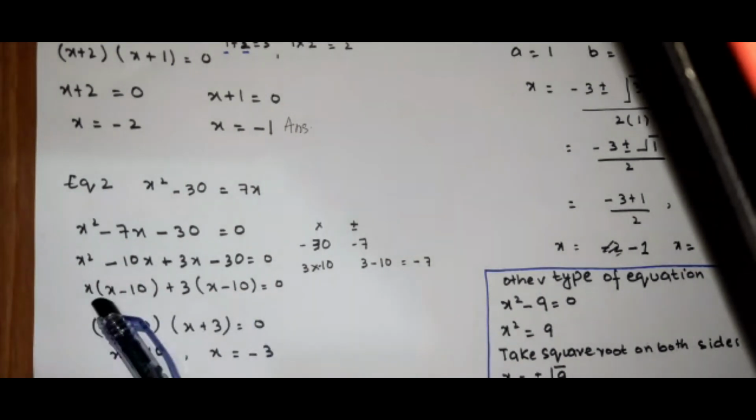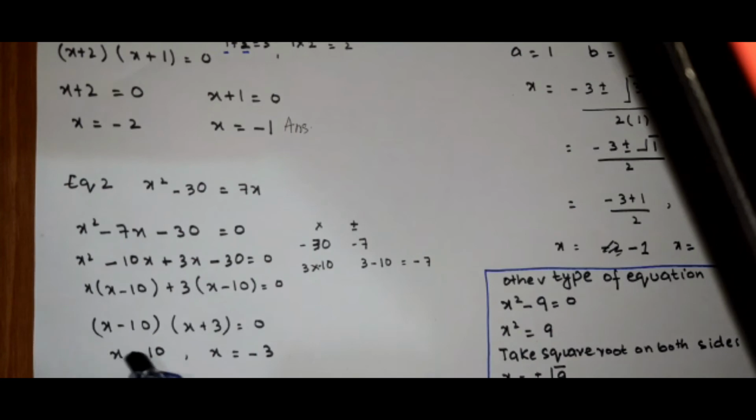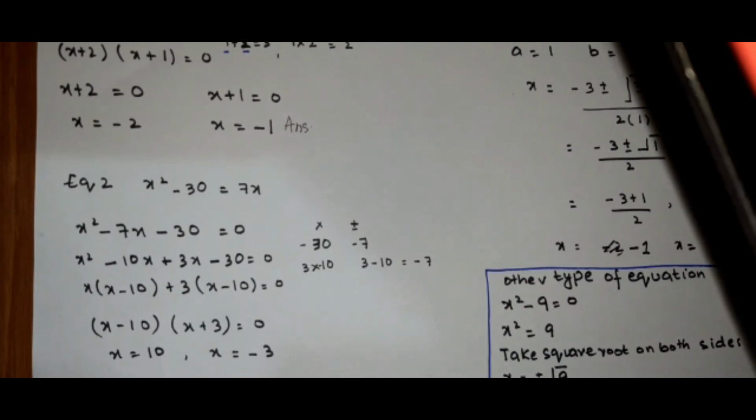Now we will take x minus 10 as it is common to both of the terms to form two square brackets, that is x minus 10 and x plus 3 is equal to 0. Now we will equate each of the square brackets with 0 to form our final answer, that is x is equal to 10 and x is equal to negative 3.